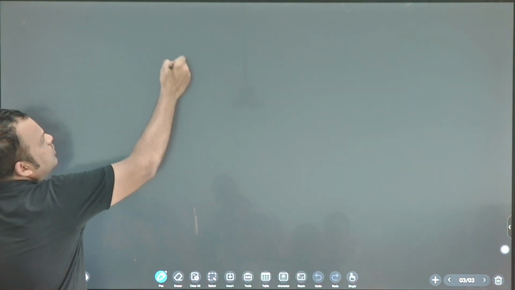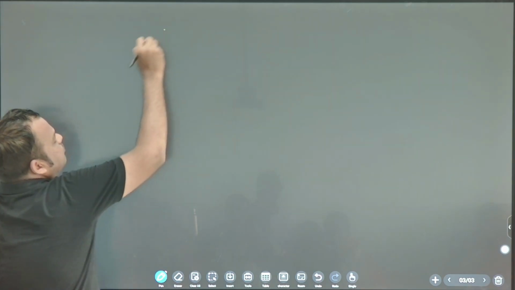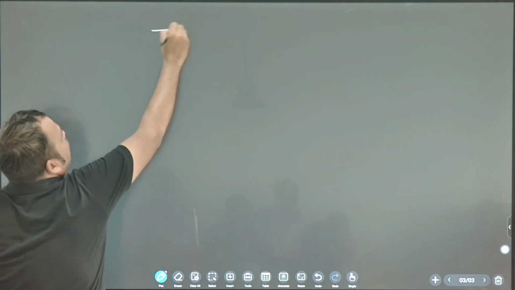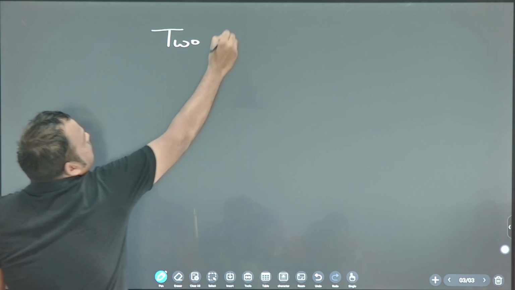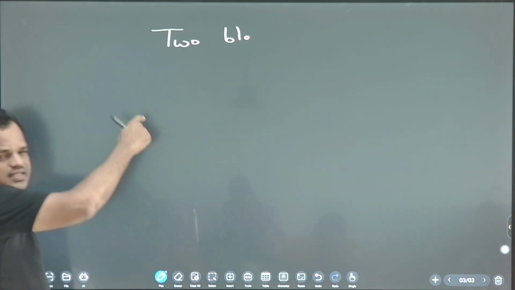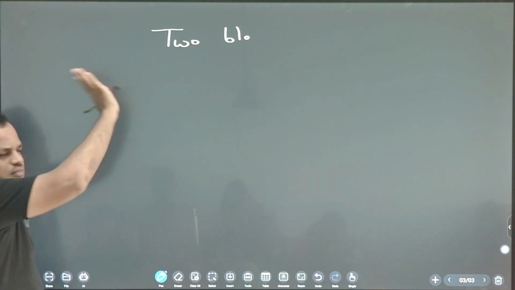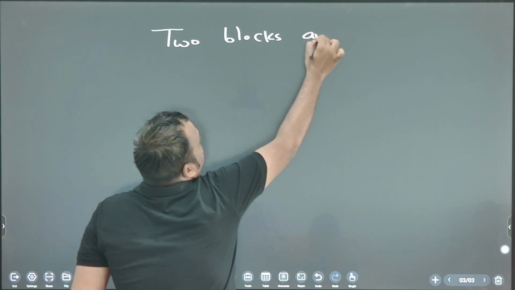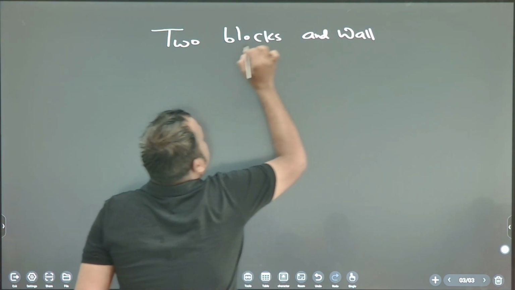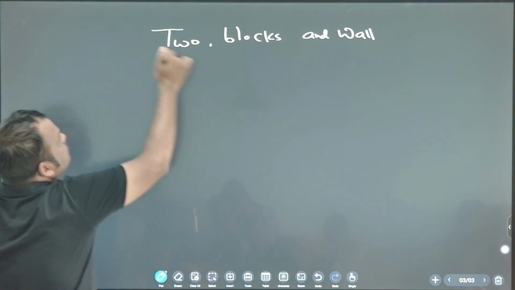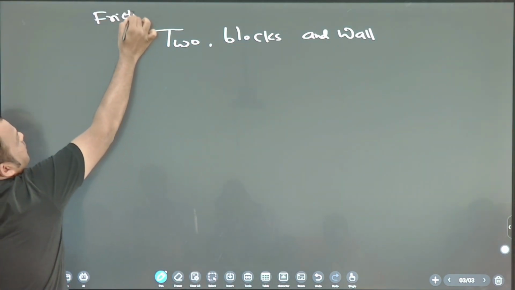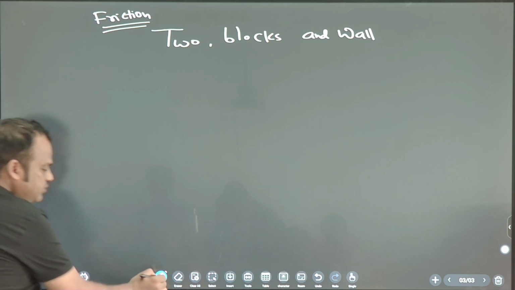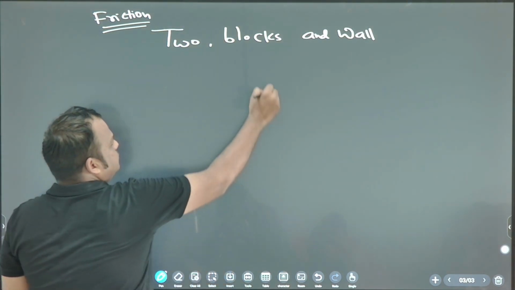Now, next topic, you write down: block on block. First you will consider two blocks. Two blocks and wall. It is easy to understand. It is a very easy topic. This is the friction topic. Still we are doing friction only. Two blocks and wall.